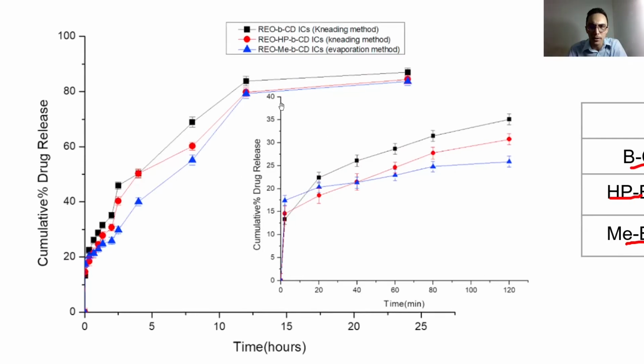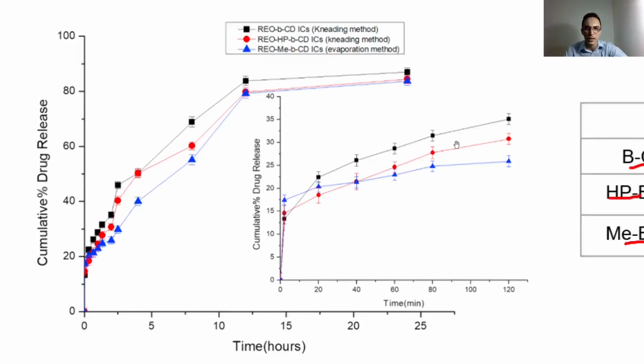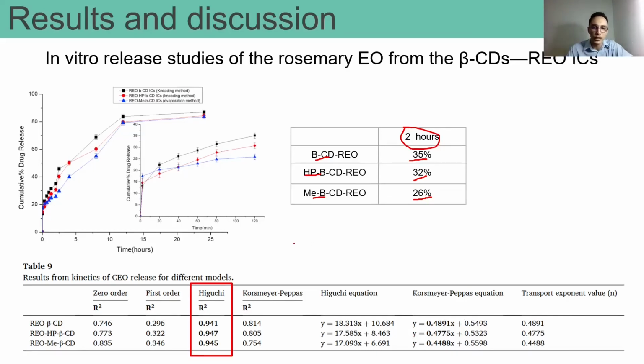But when we look at the graph, at almost 5 hours, we can see that the one with the most release is beta-cyclodextrin, followed by hydroxypropyl-beta-cyclodextrin. And methyl-beta-cyclodextrin does not have a good ability to release. We can see this difference happening here.